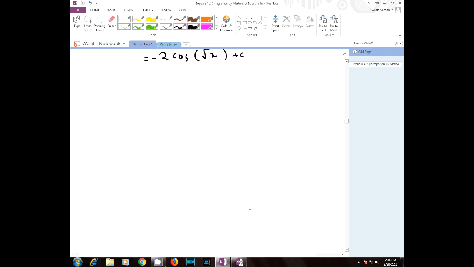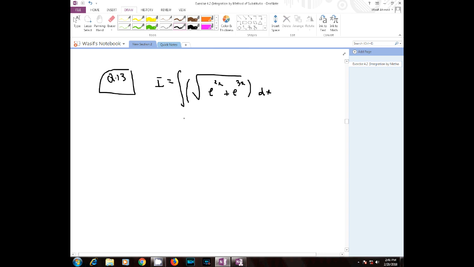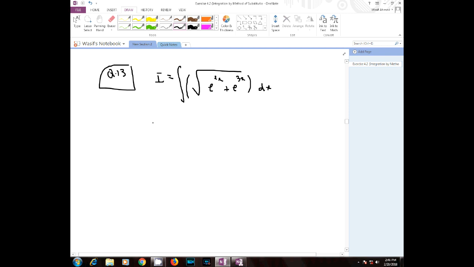Next question is question number 13, and in this question you have to integrate square root of e raised to the power 2x plus e raised to the power 3x dx. For this, I is equal to, take e raised to the power 2x common between the first two terms. You have 1 plus e raised to the power x.